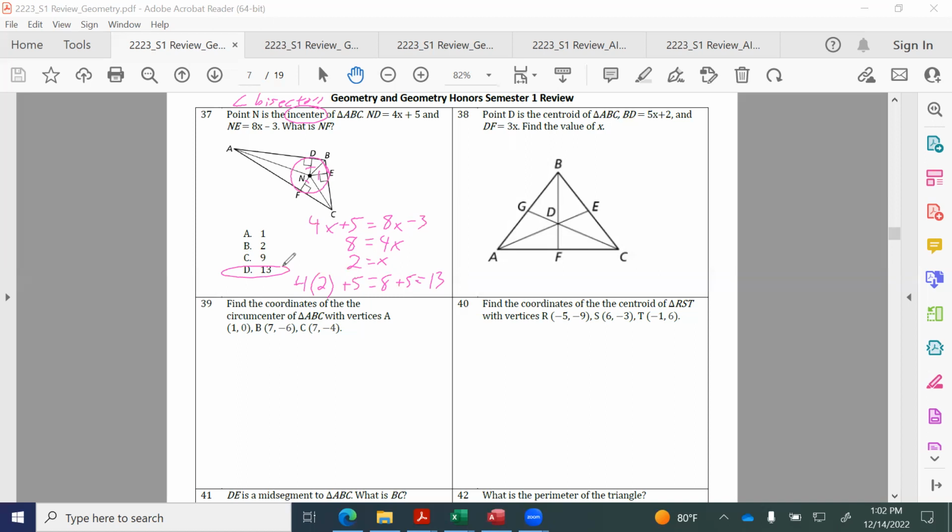Point D is the centroid. So it's telling us it is the centroid of the triangle. BD is 5x plus 2. DF is 3x. Find the value of x. Well, what do we know about this piece?